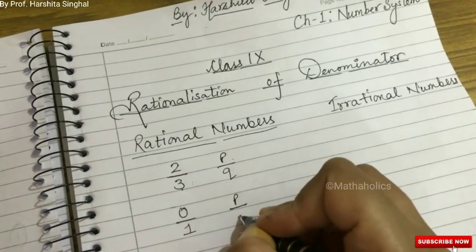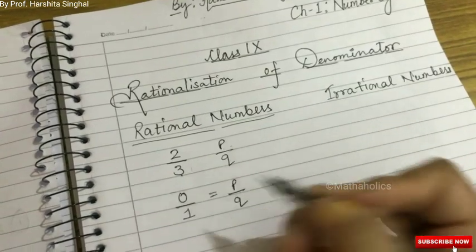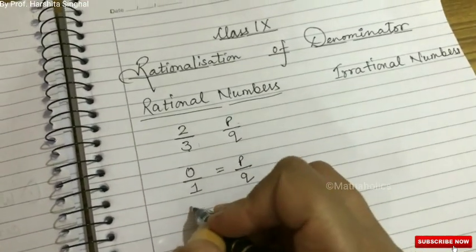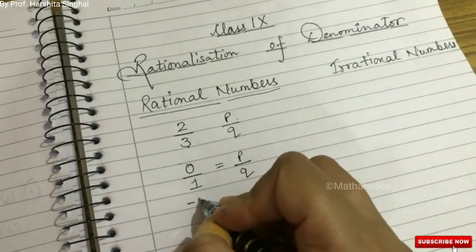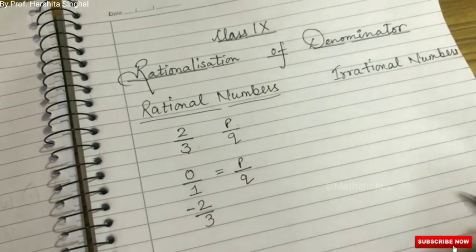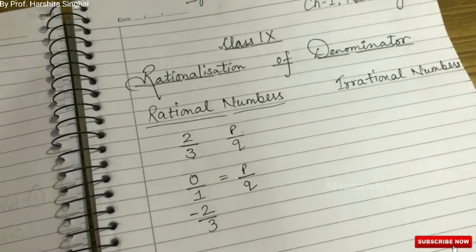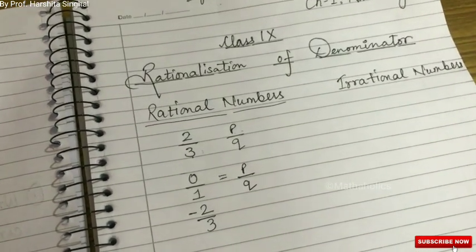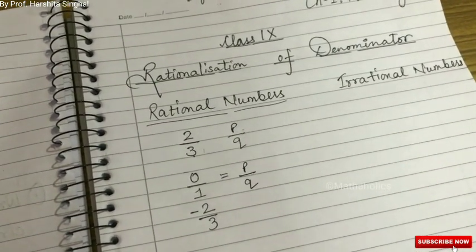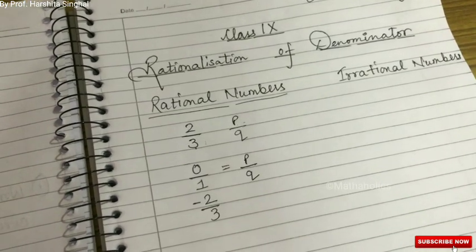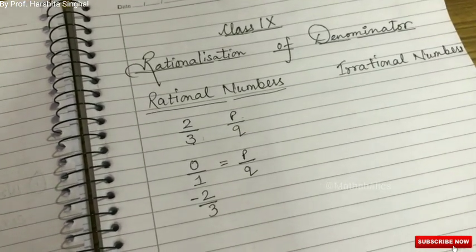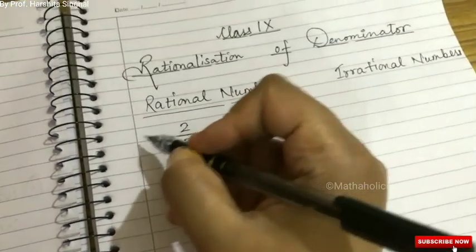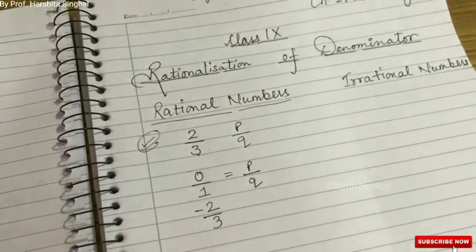Okay, so it is also in the form of p upon q. Okay, you can write any negative number as well, suppose minus 2 upon 3, so it is also in the form of p upon q. So all these numbers which can be written in the form of p upon q, where p and q are integers and q is not equal to 0, are known as rational numbers. Okay, so this is the first point which you have to remember.